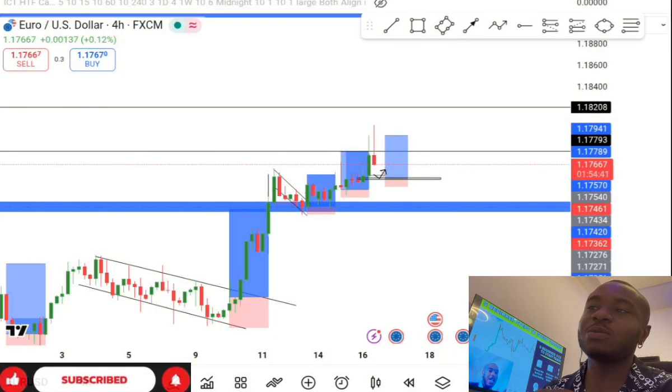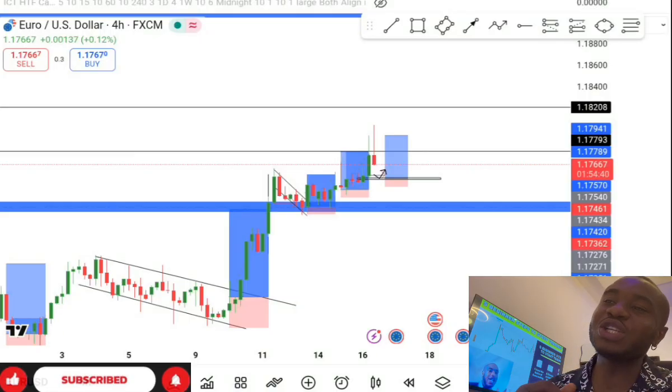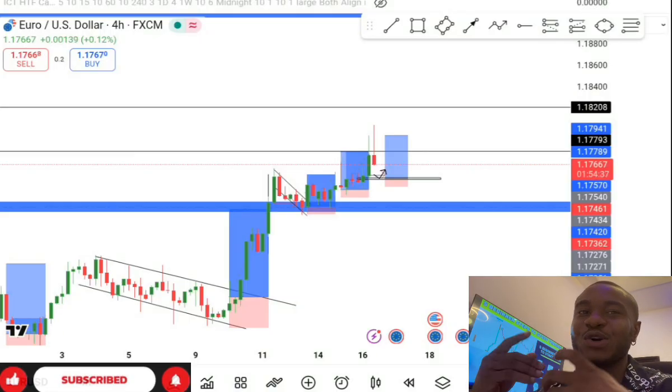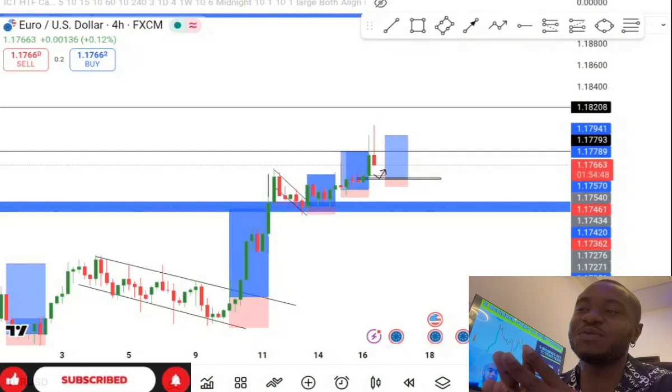Don't anticipate sell setups on EURUSD. Anticipate buy setups for now until we get to the beginning of 2026 or thereabouts, before you can be anticipating sells on EURUSD.